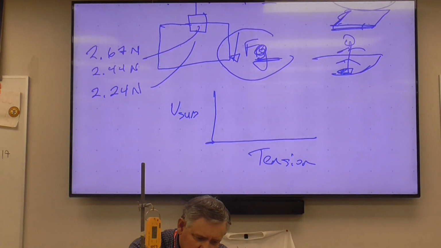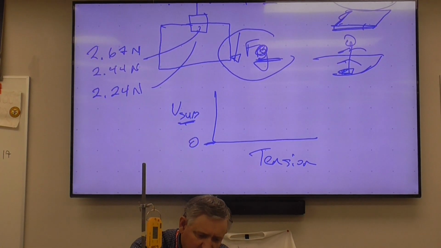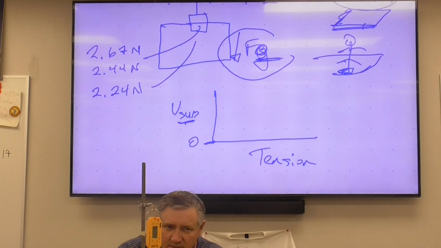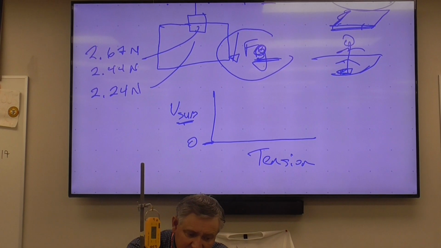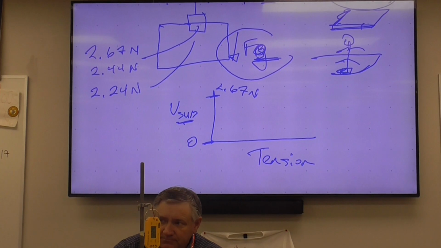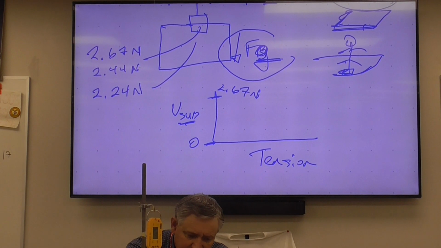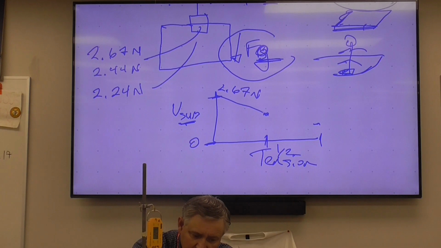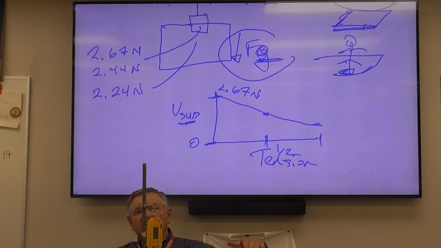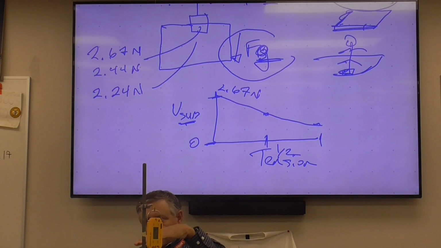So this is the volume that's submerged. If you have no volume that's submerged, that's going to be your maximum value in this case of 2.67 newtons. True? So when it's half submerged, what's going to happen? It's going to drop down to 2.44. When it's fully submerged, it's going to be down to 2.24. So as more and more of it is submerged, the tension is going to become smaller.